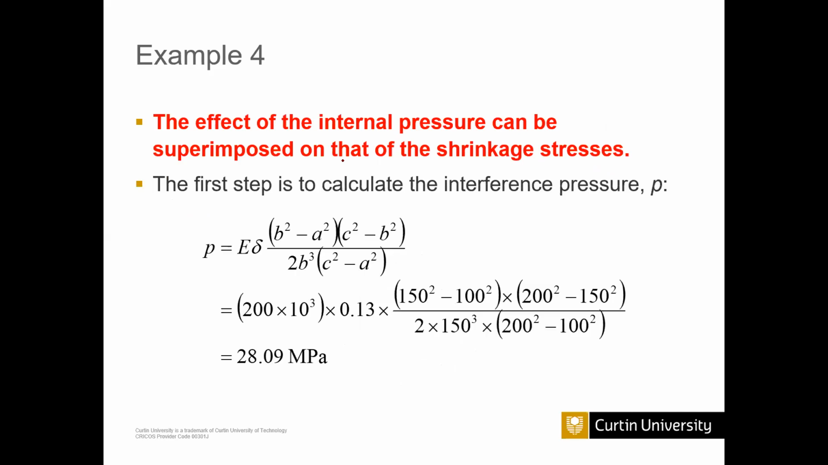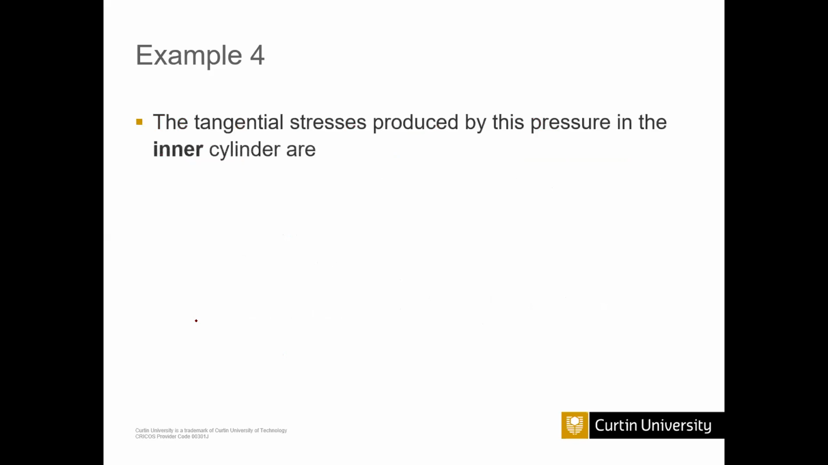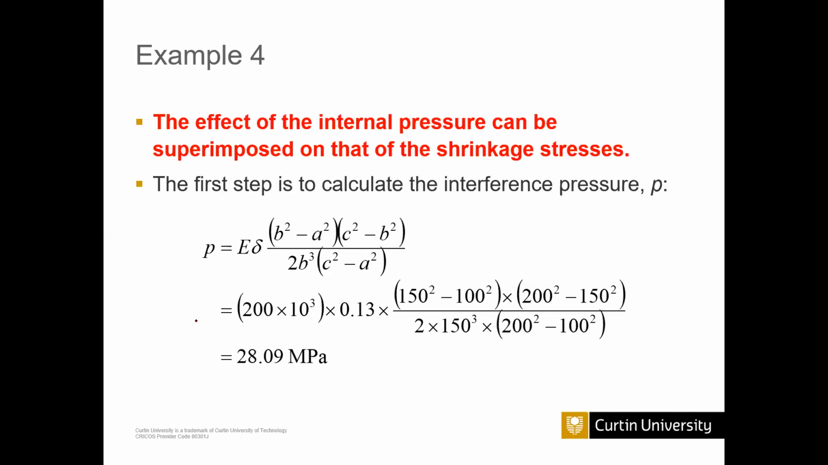This is the equation. Directly you can use this equation. E values provided, delta values provided, and A, B, C is given. So just substitute and find out the interference pressure or contact pressure. The tangential stress produced by this pressure in the inner cylinder, then this is the contact pressure.